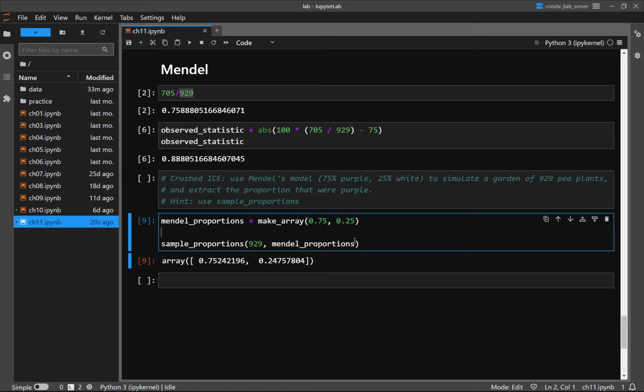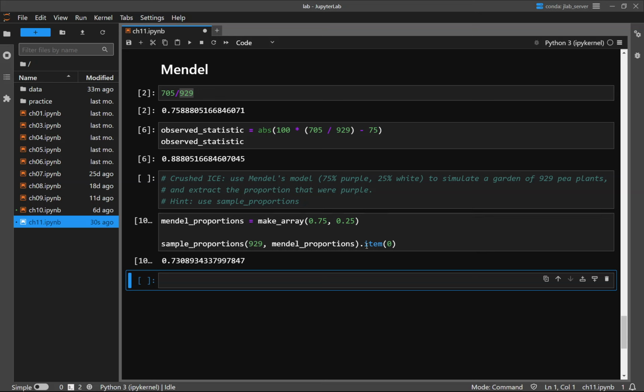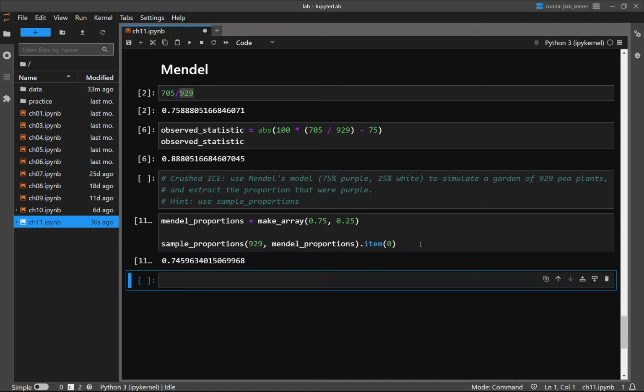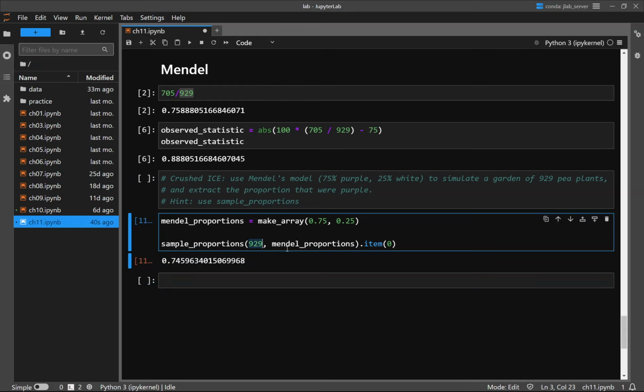So if you just want the purple, you do dot item, right? This gives you an array. You say dot item 0 to get a piece out of that. Does that make sense? So that would be our purple proportion. And I can rerun that a bunch of times, and that's the proportion of purple in this sample drawing, the sample garden of 929 pea plants. Okay? So that's what I want.